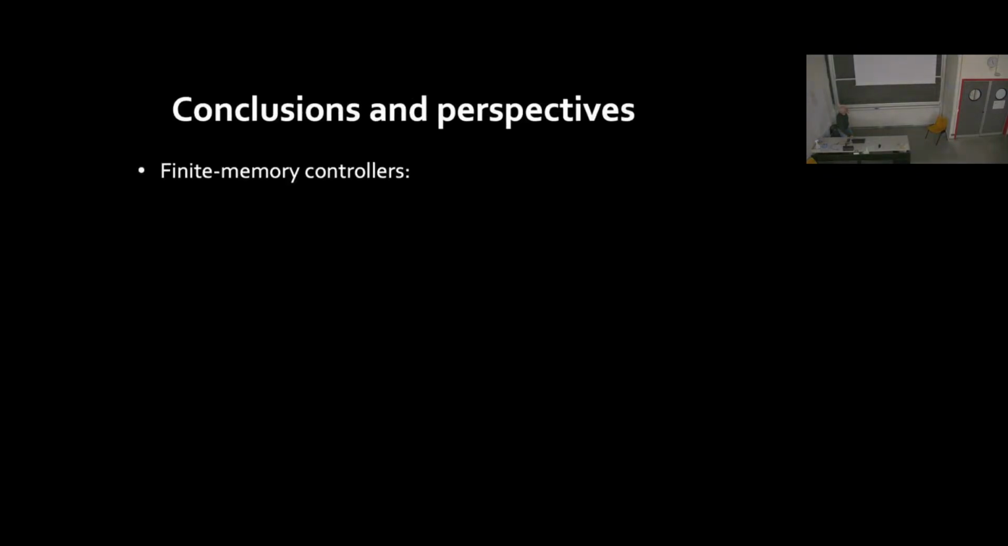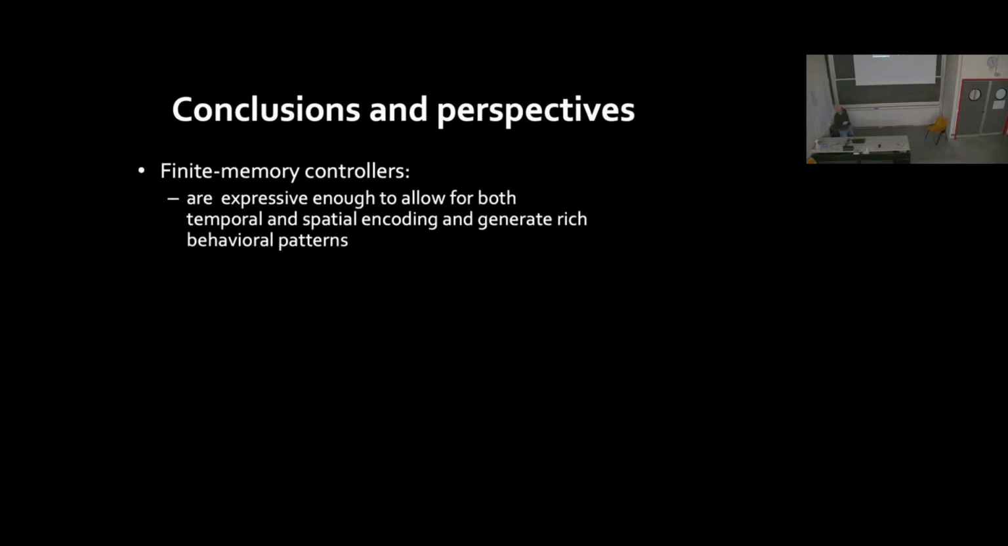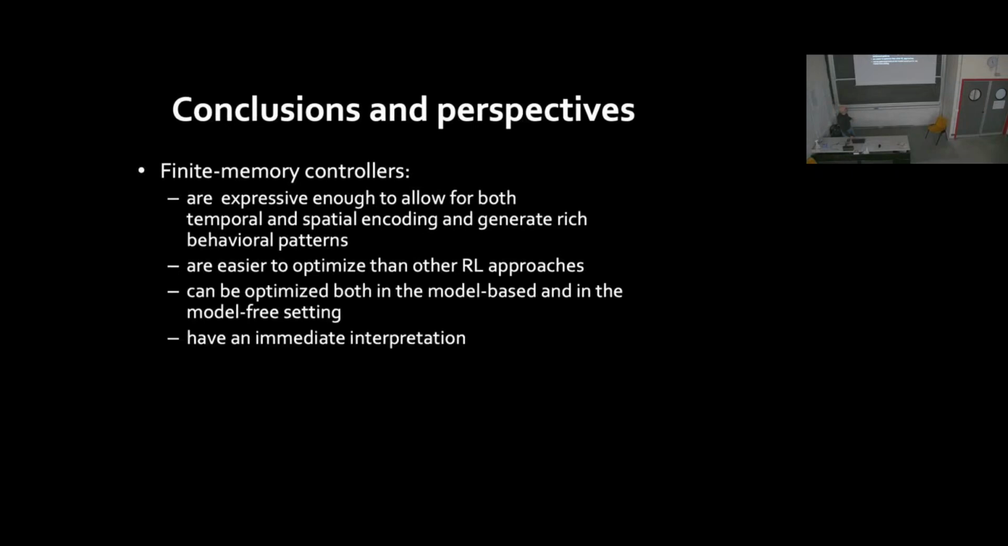Conclusions: finite memory controllers, despite what you would not expect, are expressive enough to represent rich behavioral patterns. They can encode approximate clocks or approximate maps, as I tried to show you. They are easy to optimize because there are few parameters. You can do this model-based or model-free, depending on what you know about your system. They have an immediate interpretation. You just optimize and then you look at these things, and they tell you what they are doing. Of course, they might not necessarily work for all tasks, but it's nevertheless, I think, impressive that in such a complex task they can perform such a job.